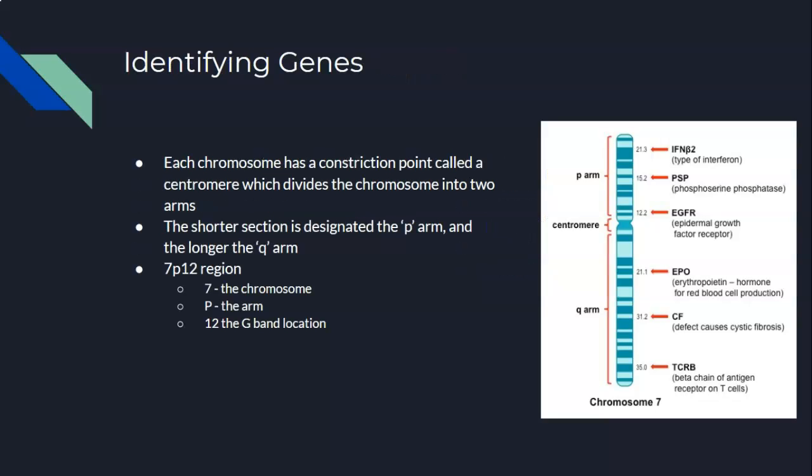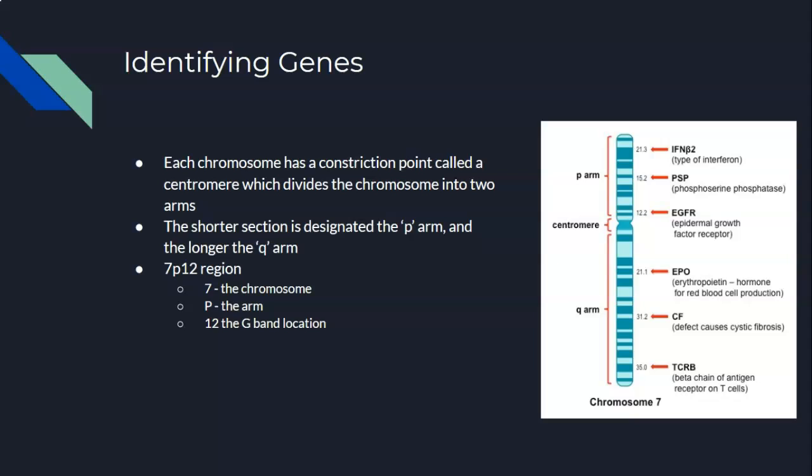So when we're looking at chromosomes, we really need to understand how you can find genes and how you would write that, what kind of nomenclature you would use. Each chromosome has a constriction point called a centromere. This divides the chromosome into two arms, the P arm and the Q arm. The P is always the shorter arm and the Q the longer arm.